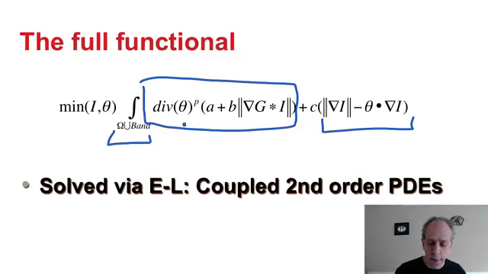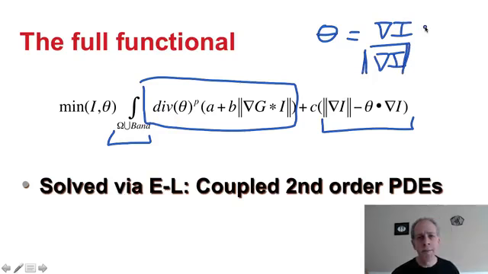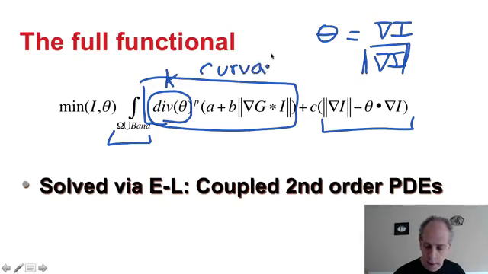Let us look at this term for a second. If theta is the normalized gradient, as we write it here, what is the divergence of this? We saw that in the previous week. What's the divergence of the normalized gradient? Let's think for a second. That's the curvature. This term is curvature. Of what? Of the level lines of my image, which are kind of edges.